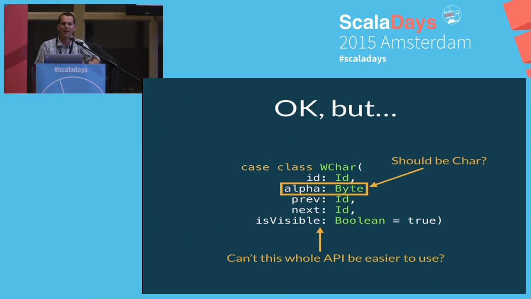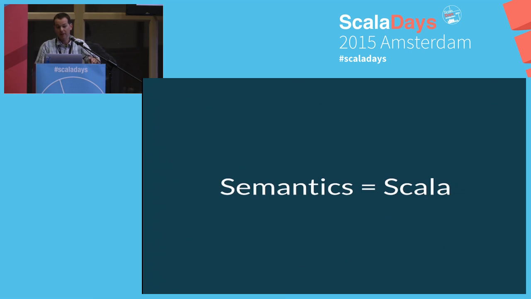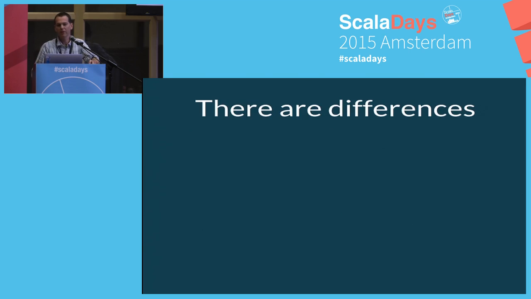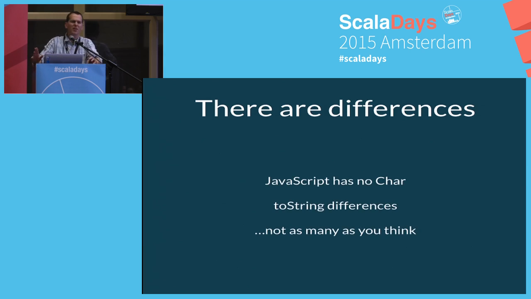of Scala.js, and the semantics are those of Scala, which is a wonderful, wonderful thing. It means you can be writing Scala, and you don't have to be thinking too much about where it's going to run. But there are some differences. One of them is that JavaScript doesn't have a char representation. In fact, it doesn't have a representation for long either. So you've got to decide, if you're exposing it, what you want to do about that.